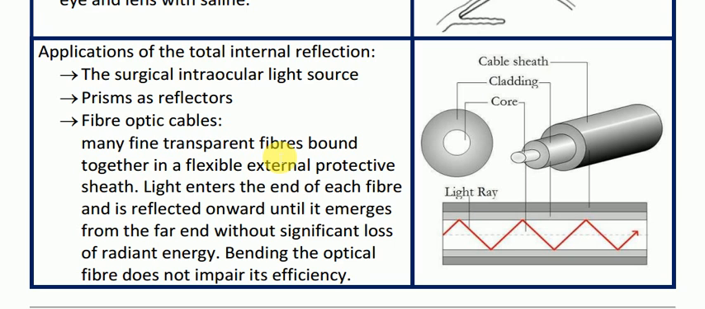Fiber optic cables consist of many fine transparent fibers bound together in a flexible external protective sheath. Here you can see light enters the end of each fiber and is reflected onward by total internal reflection until it emerges from the far end without significant loss of radiant energy. Bending the optical fiber does not impair its efficacy.